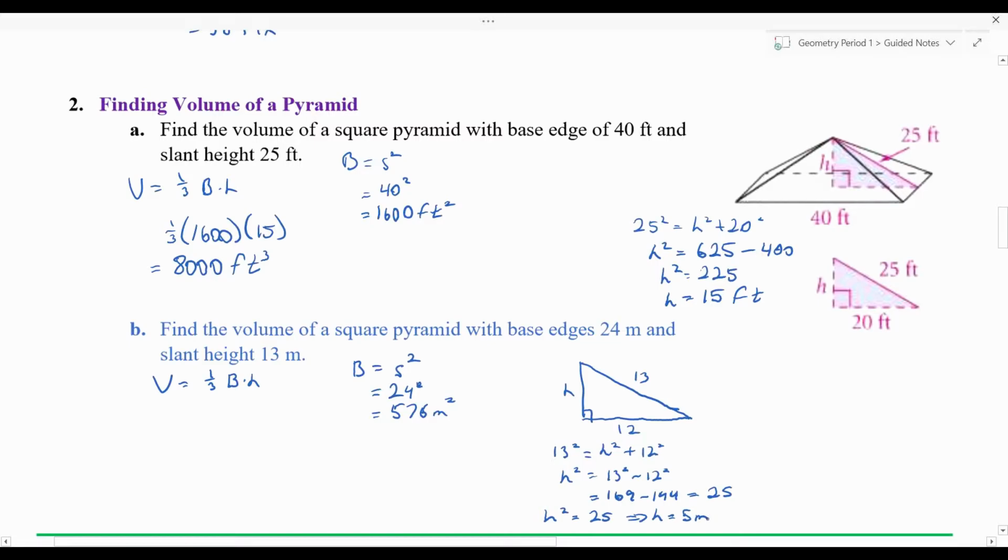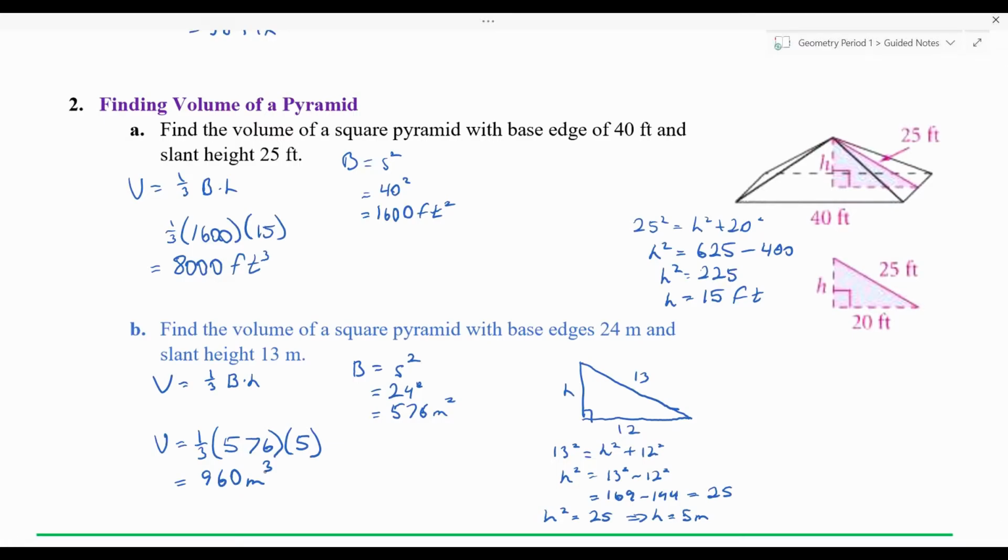Now I have the height, now I have the area of the base, and I can plug all those numbers into our formula. So we have the volume equals 1/3 times the area of the base, 576, times my 5 over there. And when we multiply all those numbers together, we get 960. The units are in meters, so it's going to be meters cubed or cubic meters. And that's the volume of the pyramid in part B.